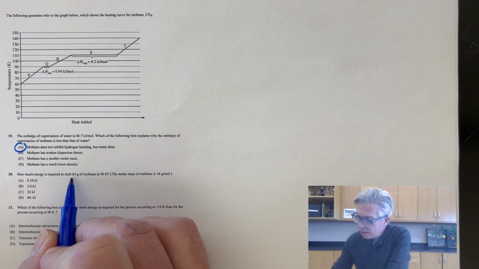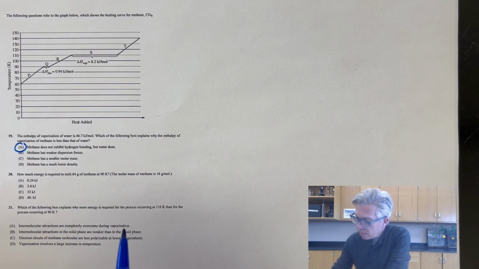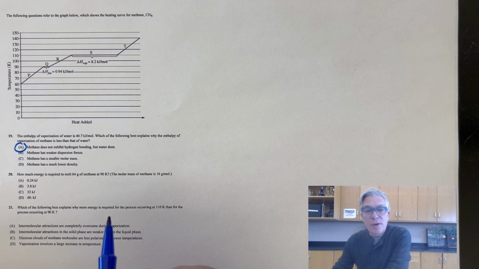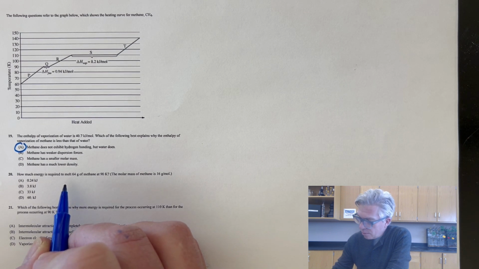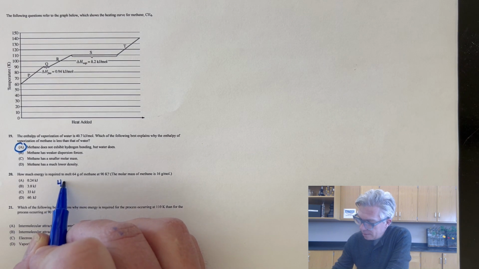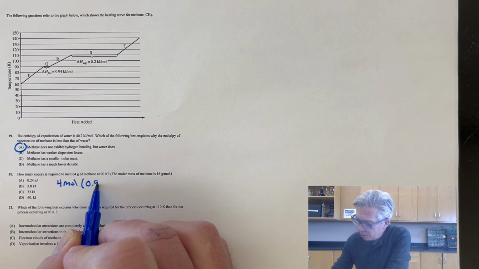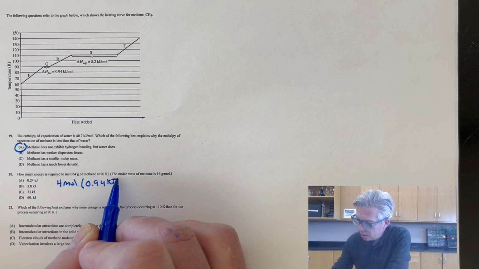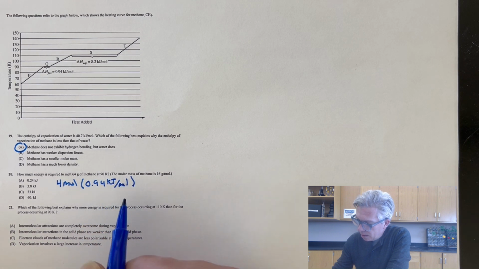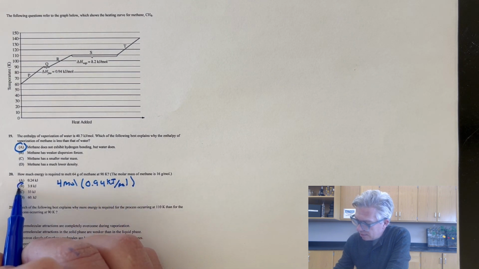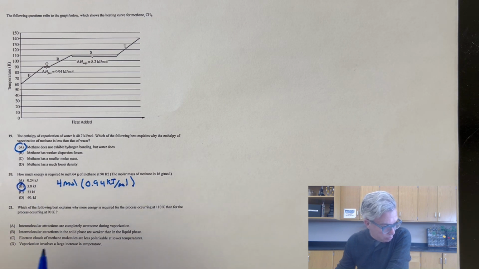How much energy is required to melt 64 grams of methane at 90 Kelvin? Okay, so 64 grams, if you divide by 16, you get 4 moles. So there's 4 moles of methane times 0.94 kilojoules per mole. And that's going to be something just less than 4, and that gives me my answer as B.